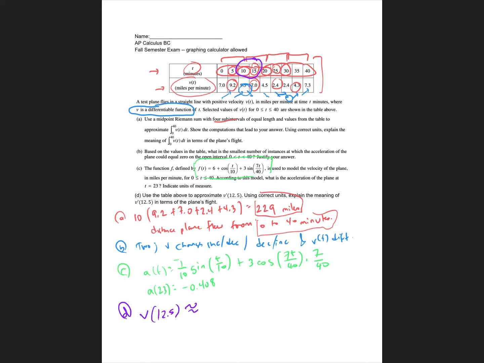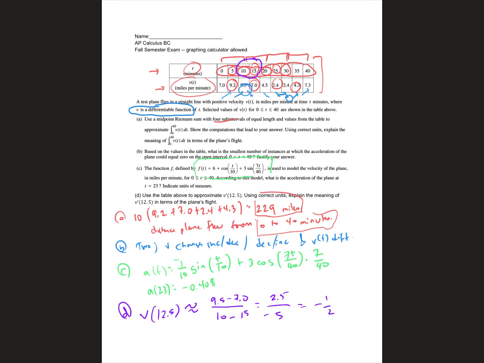So let's see, change in y. Can't see that. It's 9.5, I believe. It's 2.5 over 5, which is, sorry, negative 5, and it's negative 1/2. And then we want units. So we wanted units on part C as well.